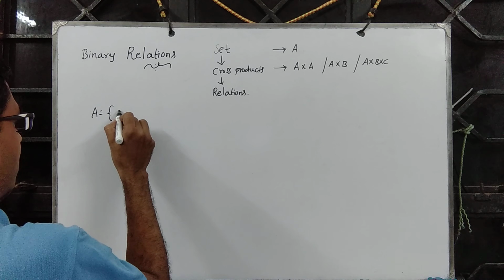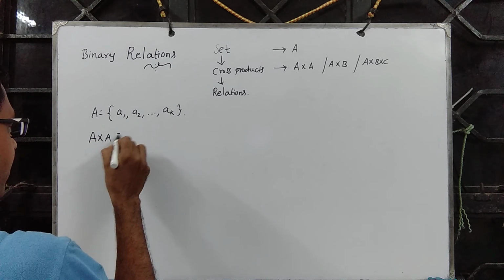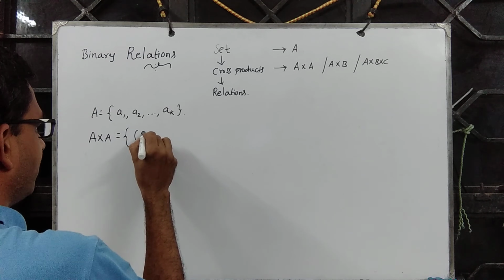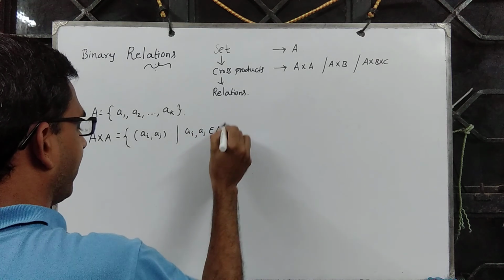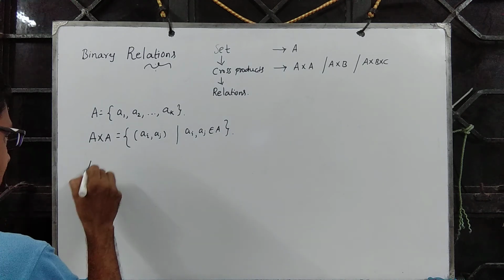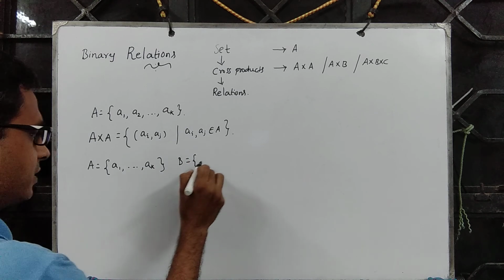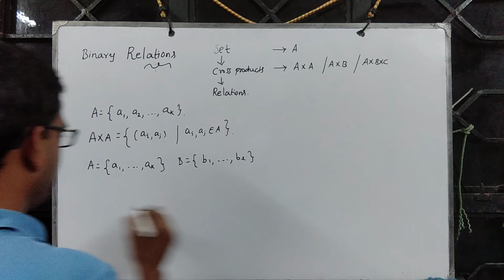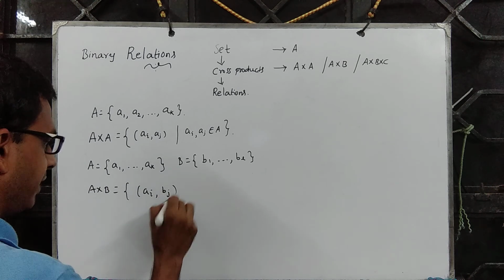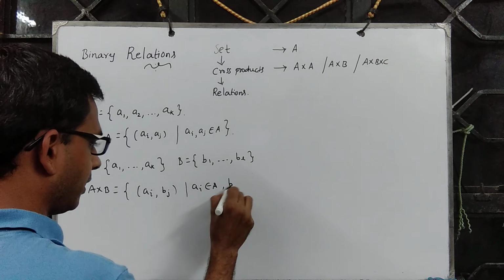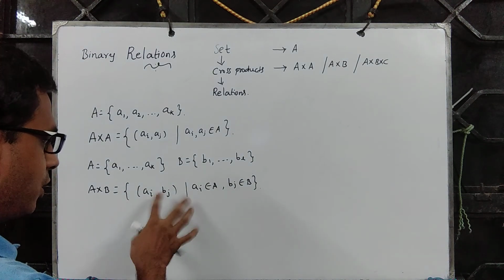If the set A has elements A1, A2, so on up to AK, then A cross A is also a set consisting of (AI, AJ) such that AI, AJ belongs to A. If the sets are different, say A consisting of A1 to AK and B consisting of B1 to BL, then A cross B is a set containing the pairs (AI, BJ) such that AI belongs to A and BJ belongs to B. Essentially A cross B contains all possible pairs.